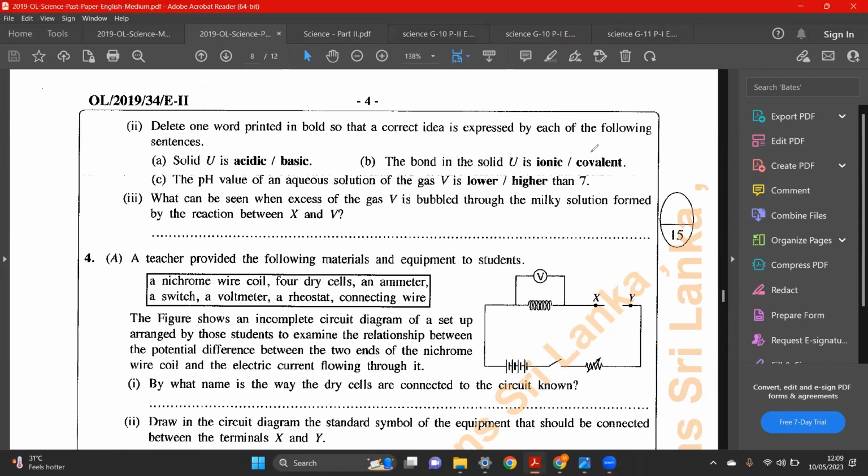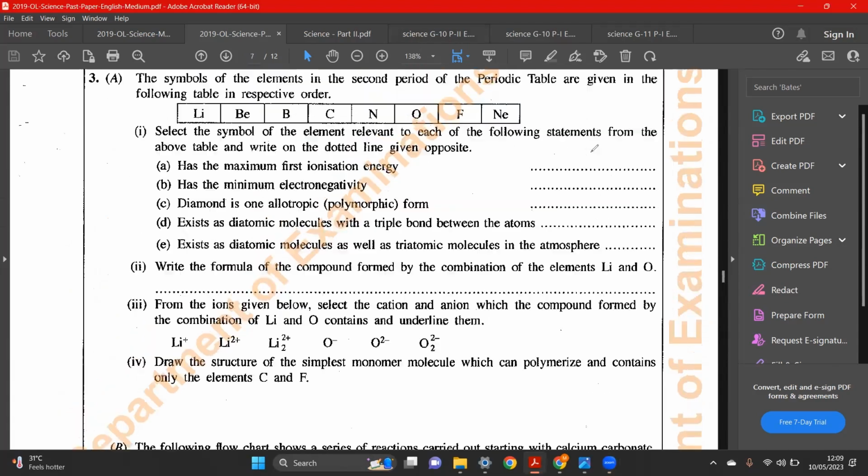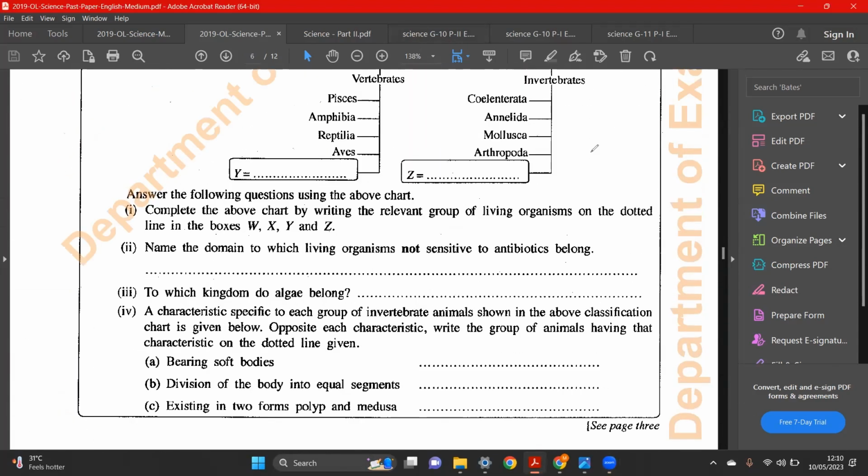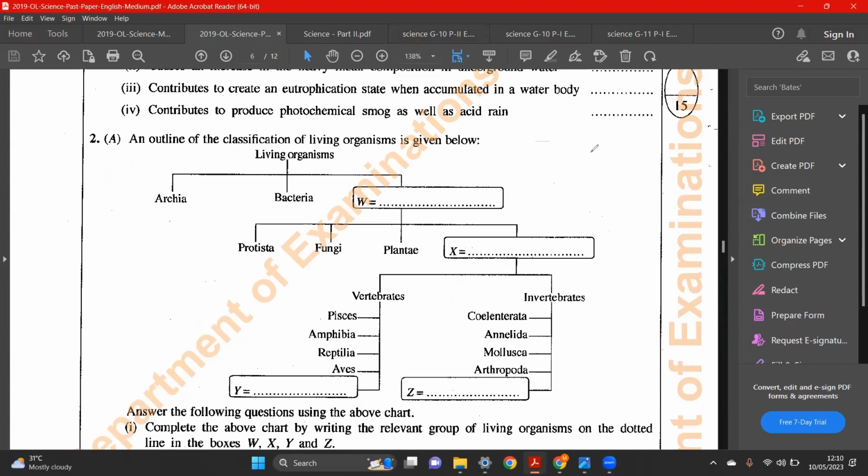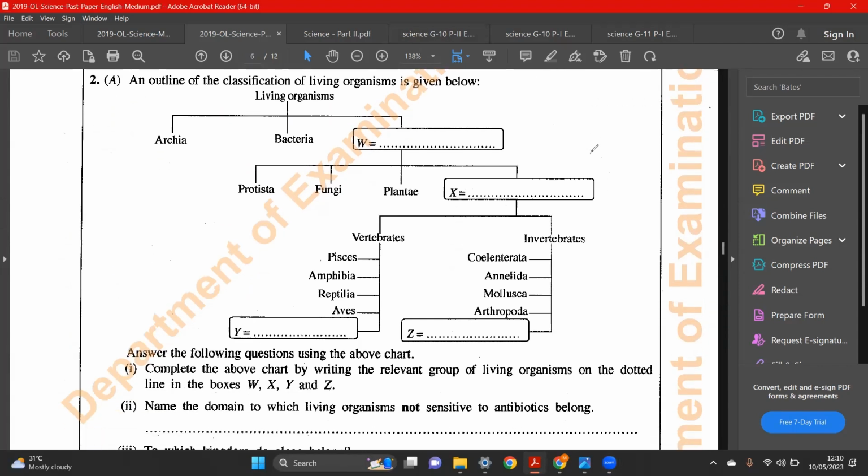And if anyone has any doubts, you can drop a message in the chat. Let's quickly complete the first two as well, hopefully. You've been given a table. You need to complete it. So W is pretty simple. That is your domain Eukarya. X is going to be kingdom Animalia. Then Y would be, after pisces, amphibia, reptilia, aves, mammalia. All right. And then Z is going to be your Echinodermata. Okay, that's just a matter of knowing your facts correct.